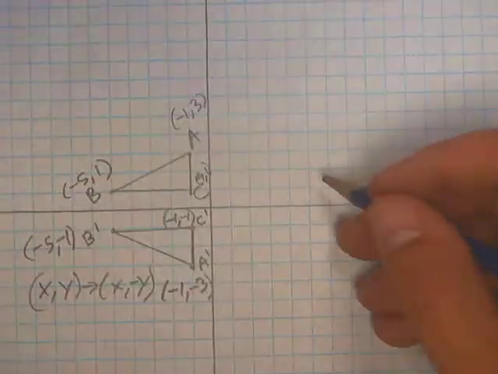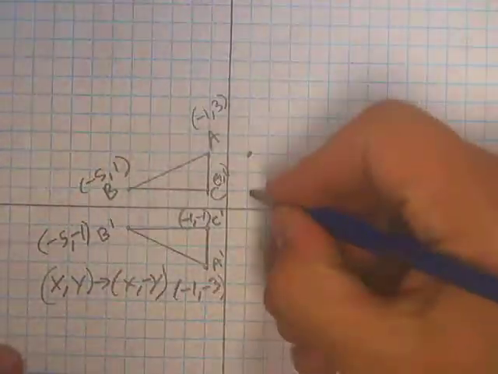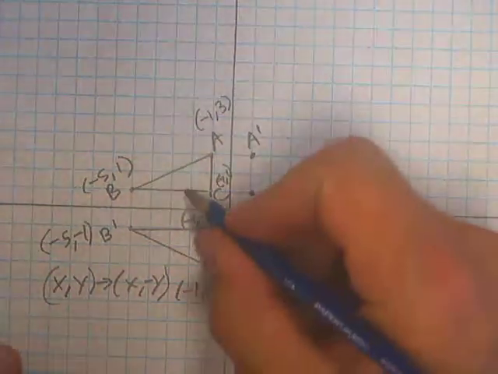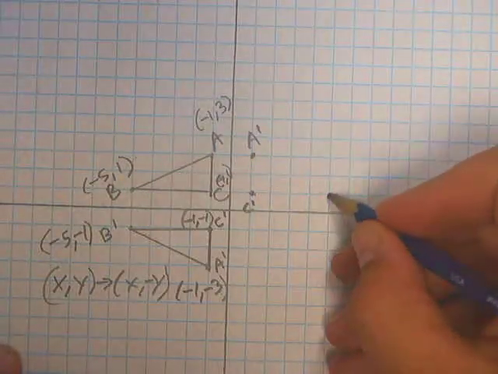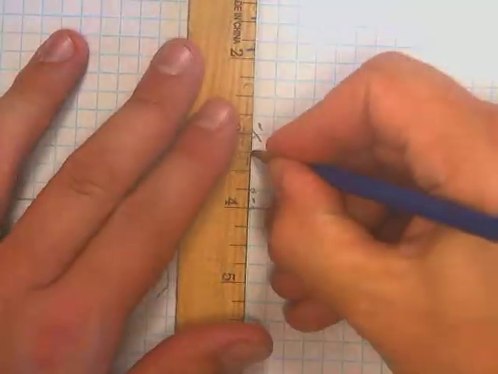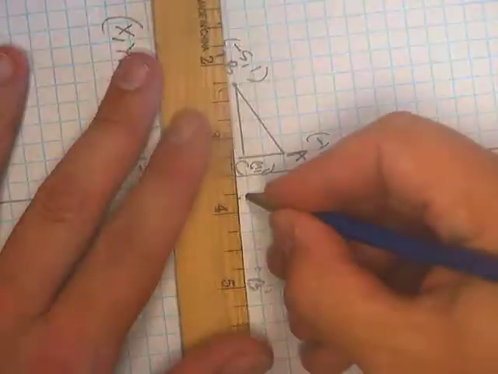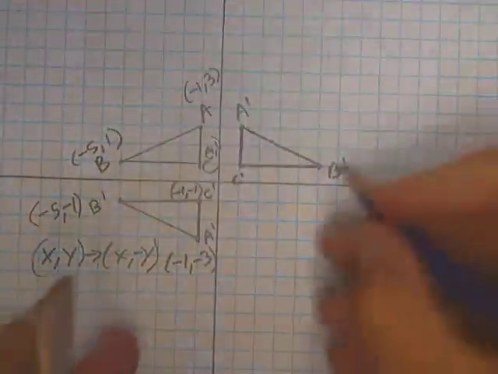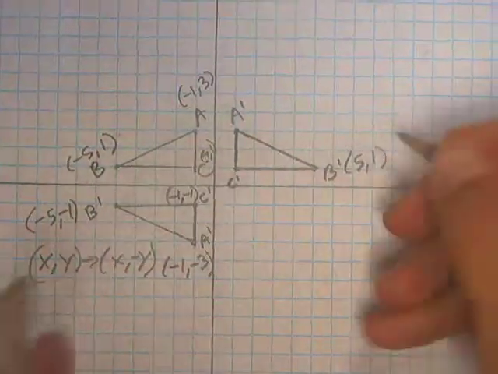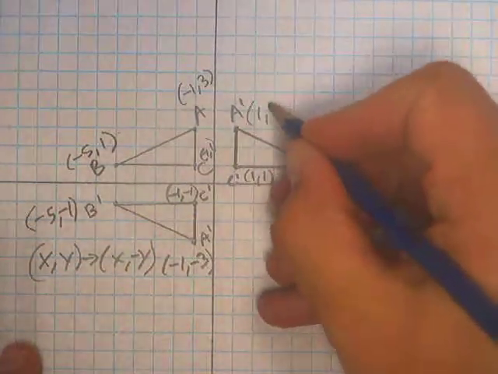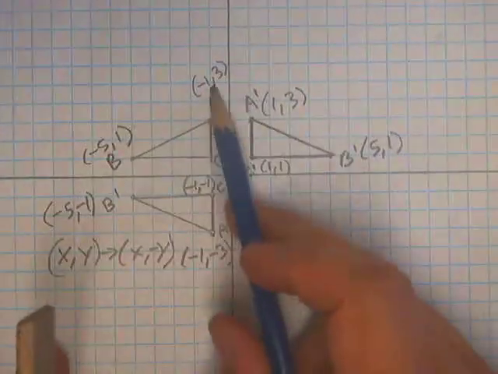All right, next, I'm going to take ABC, reflect over the y-axis. When I do that, I get these points. I'm going to connect those. Okay, those are the points. This is point 5, 1. This is the point 1, 1. This is the point 1, 3.